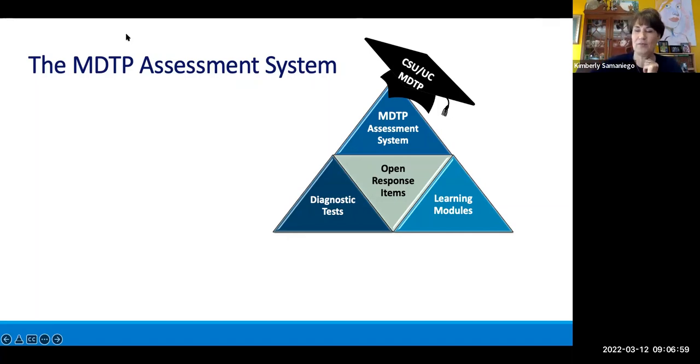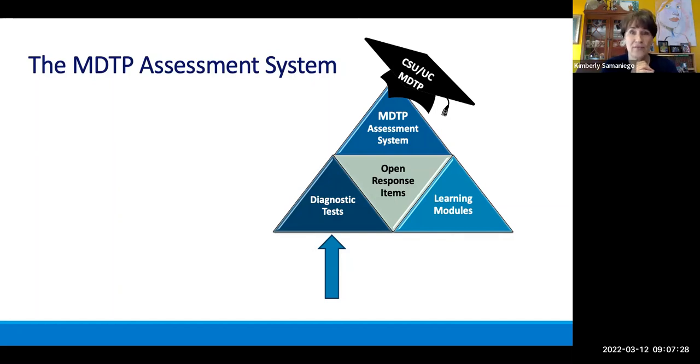I'm going to be sharing with you the MDTP Assessment System, which is a free system that we are supported by CAP, the California Academic Partnership Program, an umbrella under the CSU and the UC systems. So we get grant funding every year to do the work we do. We provide everything we do free of charge to all secondary math educators in the state of California. We've been doing this since 1977.